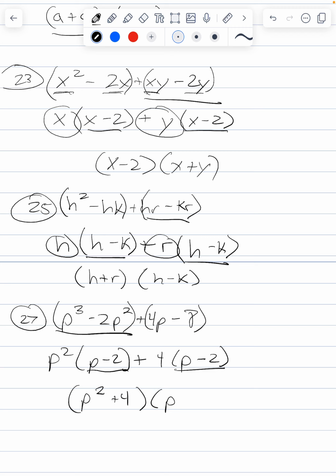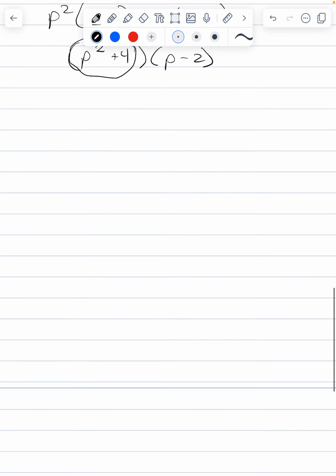times p minus 2. Now, before you get all excited and see two squares here, I mean, that is exciting, but it's not a difference of two squares. So you're going to have to leave that one alone. You can't do anything with it. It's p squared plus 4 times p minus 2. I know if I were in there and were asking how many of you tried to treat that like a difference of two squares, Corbin would have done it.